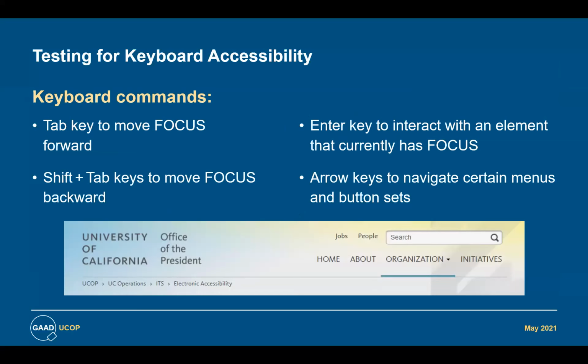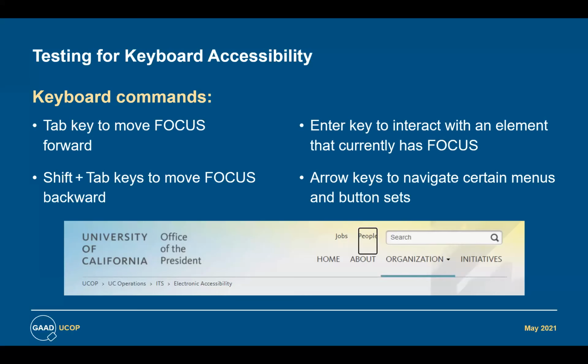Let's say I navigated to this UCOP Electronic Accessibility web page. When I press my tab key for the first time, this is where focus will go, to the UCOP logo, which is actually a link, which is why it can receive focus. If I press the tab key again, then I'll go to the next element in the page's order, the jobs link. If I press my enter key, I'm going to essentially click on that link and go to our job site. Instead, I'm going to press tab one more time, and the focus goes to the people link.